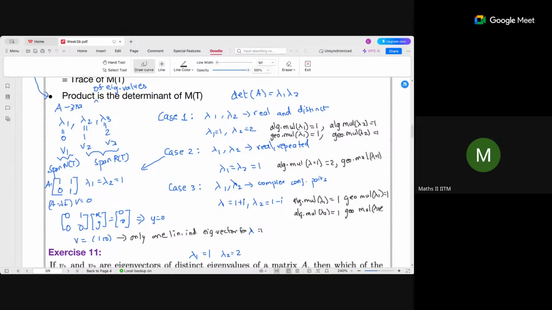Yes, what's your question? Also, can we say that whenever the algebraic multiplicity is 2, there would be dependent vectors, so the geometric multiplicity would always be 1? No. There are cases where the algebraic multiplicity is 2, but the geometric multiplicity is also 2. That is also possible.